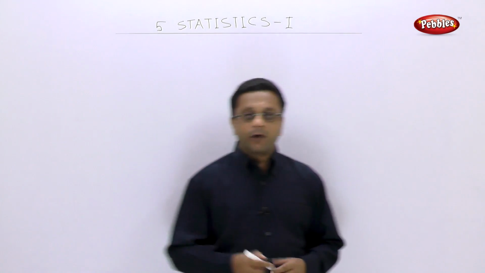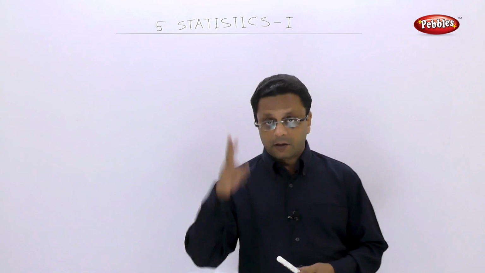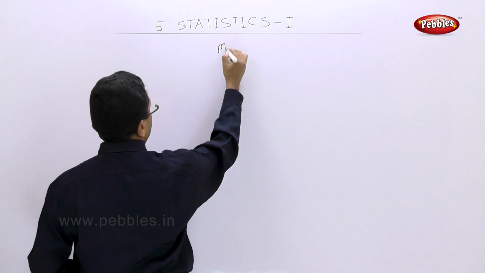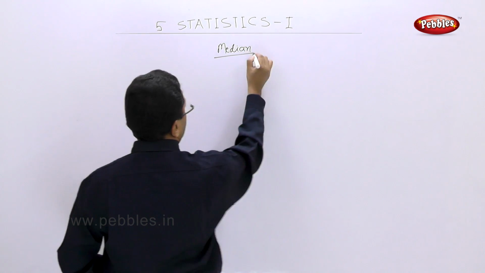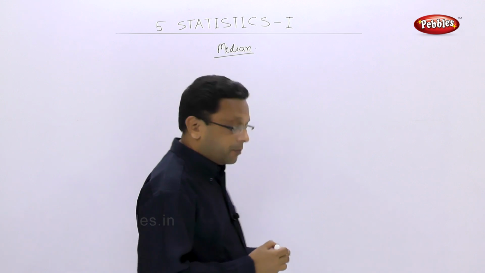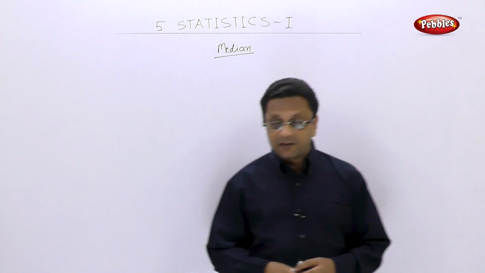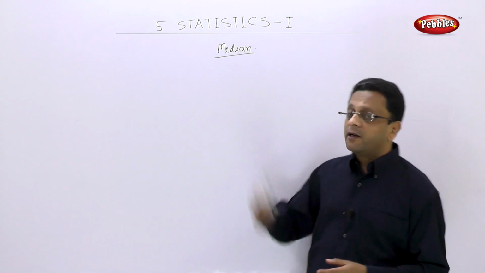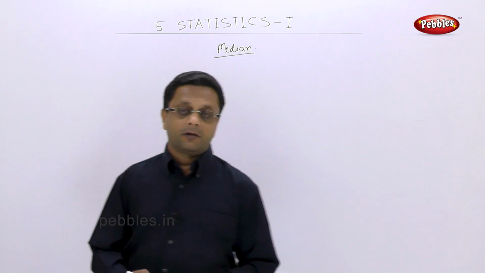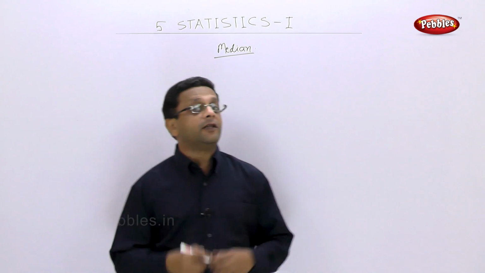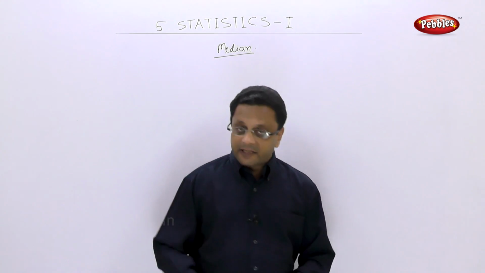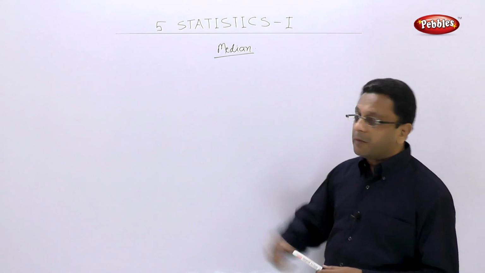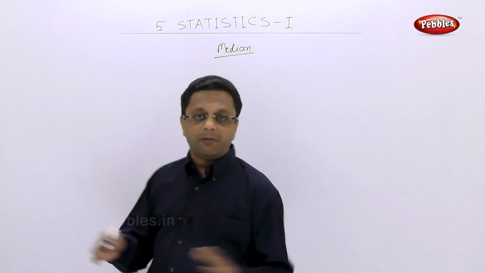Hello friends, now we are going to see measures of central tendency type 2, that is median. Now you know that the median is that value which divides the data in exactly two equal parts. Now finding out the median is very easy. For a normal set of data you have already studied in 9th standard. Now in 10th standard we are going to see the grouped data. Finding out the median is extremely easy.